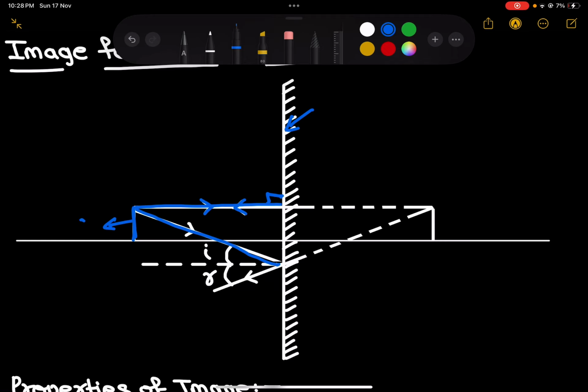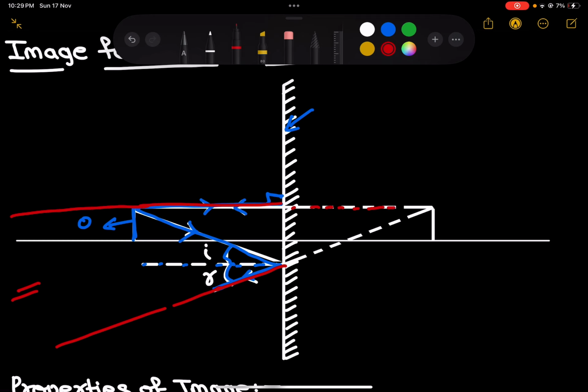Now one more ray is thrown on the mirror from the object. This is your object. One more ray is thrown and it gets reflected. Here is the normal drawn. Angle of incidence is equal to angle of reflection. It gets reflected, and this is our reflected ray, and here is our reflected ray. I'll show you in red. Now do you think that if these are extended, they will meet anywhere on this side of the mirror? They will not meet, right? They are diverging, they are going away from each other. So we have to extend them backwards.